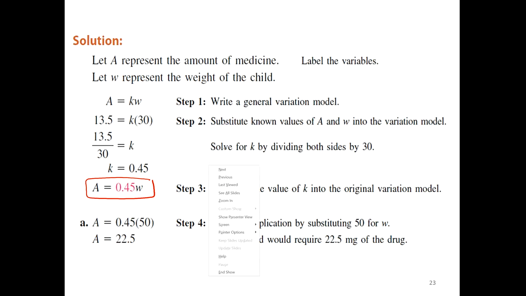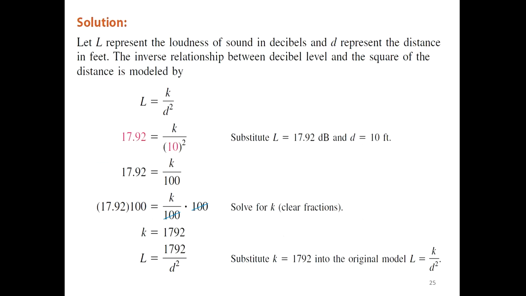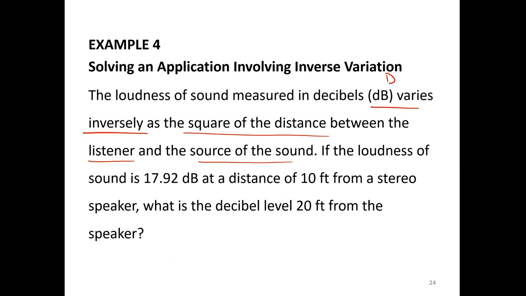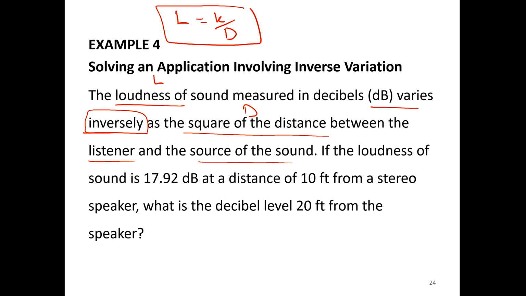So next, K, distance D and L, this is the loudness. Let's put the loudness as L and the square of the distance D. The relation between L and D with K is inverse. So now we need to find the constant of variation K.